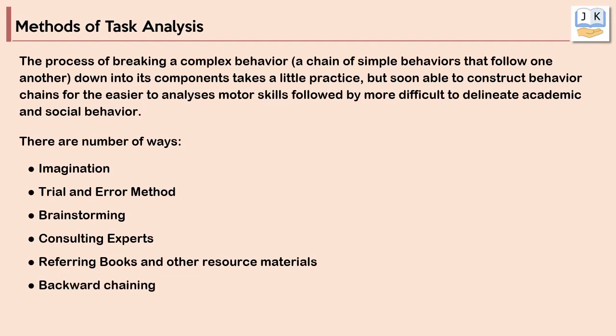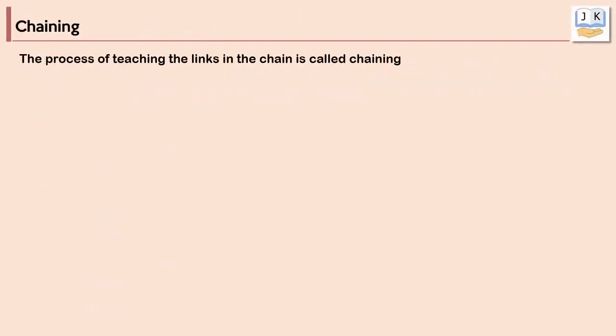Backward chaining: trying the task from the last step to the initial step, for example, buttoning a shirt. Watch a master. You can watch a person who is an expert in the field and follow. What is chaining? The process of teaching the links in the chain is called chaining.